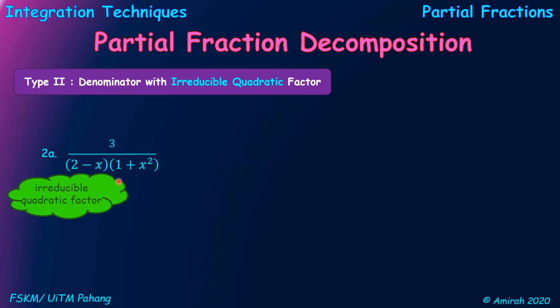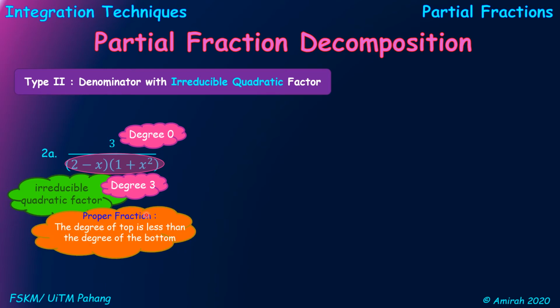When we expand the denominator, we have degree 3, and the numerator has degree 0. So this is a proper fraction because the degree of the top is less than the degree of the bottom. So if we have a proper fraction, we can write it as the sum of partial fractions without doing long division.